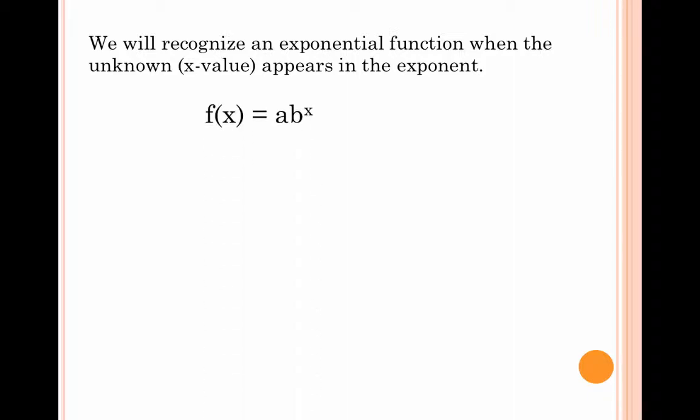So I've got f of x equals a times b raised to the x power. So I need to make sure that a is not equal to 0, and b cannot be equal to 1, and b is greater than 0. Those are my constraints, and you'll want to write all that down.